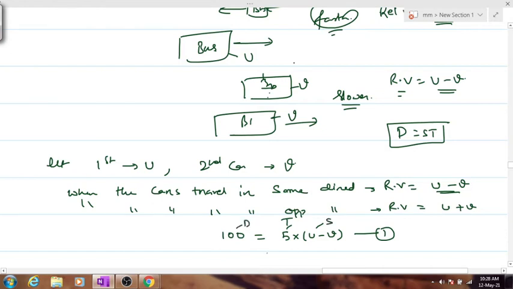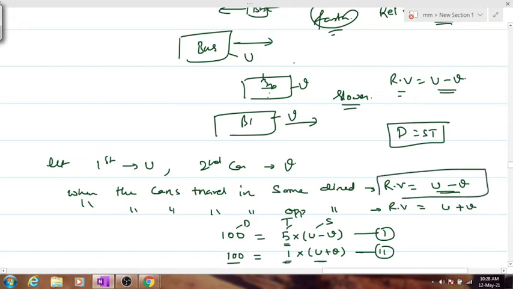Clear? Now if they travel in opposite direction, the distance obviously will stay the same, but the time decreases, yes or no? They meet up in 1 hour. U plus v, this is our equation 2. Do you agree? Did everybody understand this thing? Distance is equal to speed into time. It's just that you'll have to keep the concept of relative velocity in your mind.